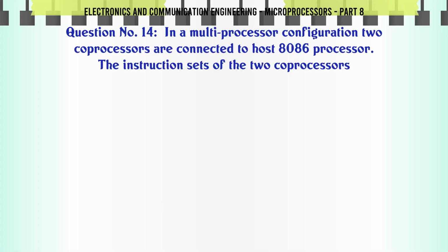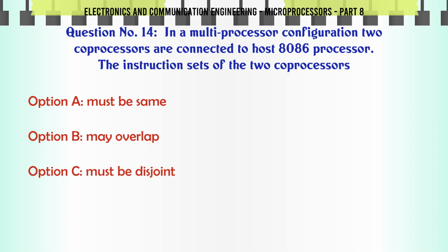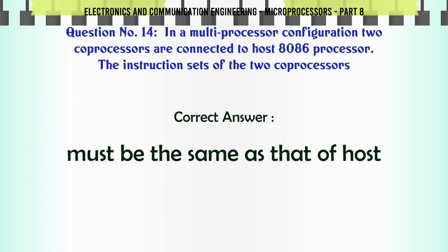In a multiprocessor configuration, two coprocessors are connected to host 8086 processor. The instruction sets of the two coprocessors: A, must be same; B, may overlap; C, must be disjoint; D, must be the same as that of host. The correct answer is must be the same as that of host.